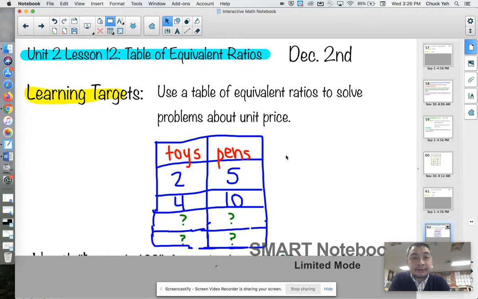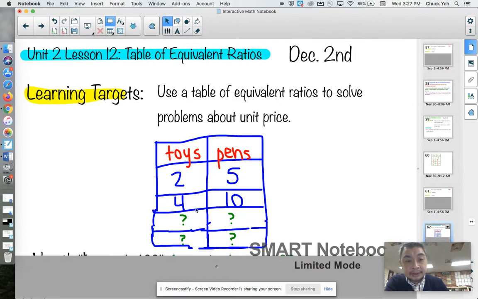So table of equivalent ratios. Use the table of equivalent ratios to solve problems about unit price. Draw this out. 2 to 5, 4 to 10. What would the next 2 rows be? Think about that. So pause it and think about it.